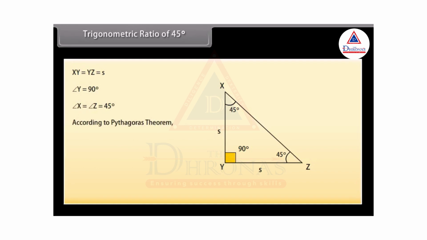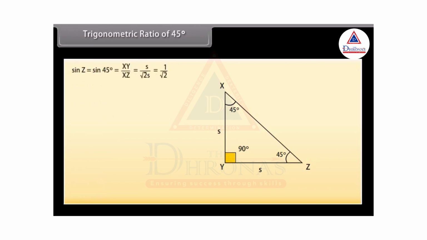According to Pythagoras' theorem, XY square plus YZ square is equal to XZ square. By substituting the values, we get s square plus s square is equal to XZ square. XZ square is equal to 2s square, which gives XZ is equal to square root 2 s.